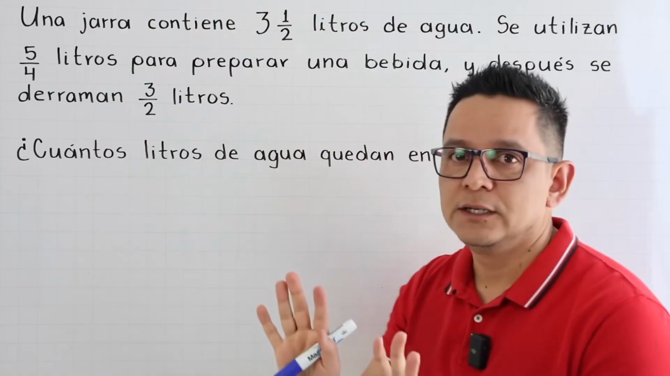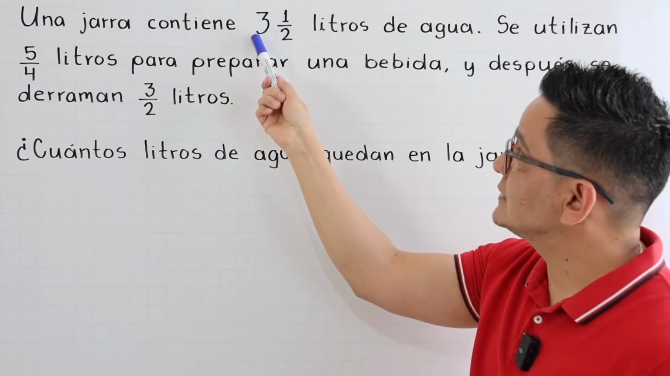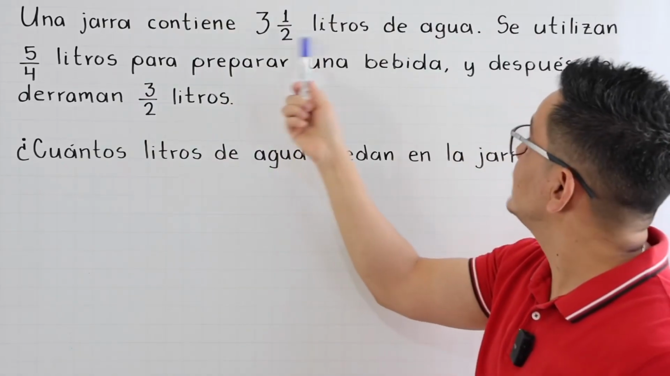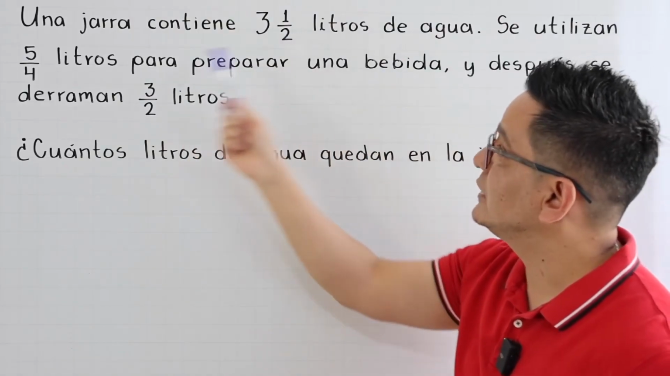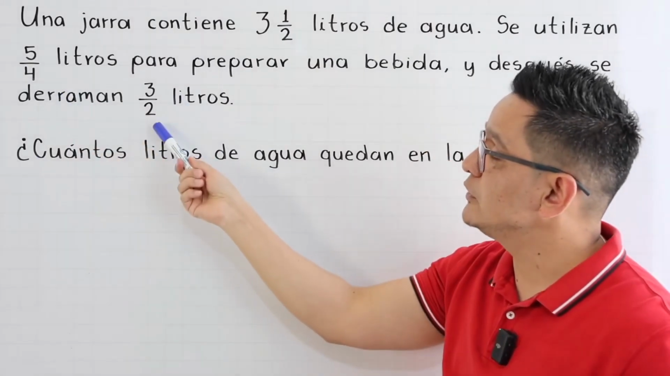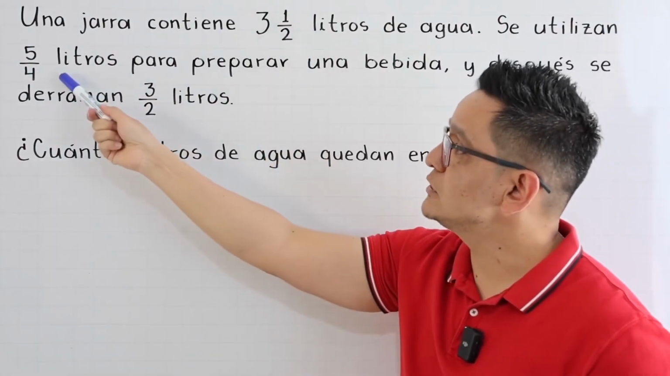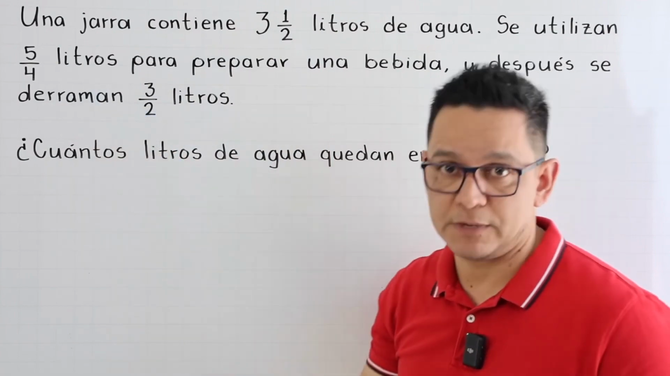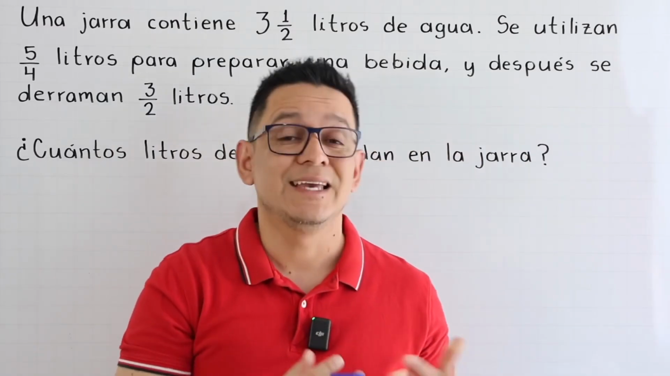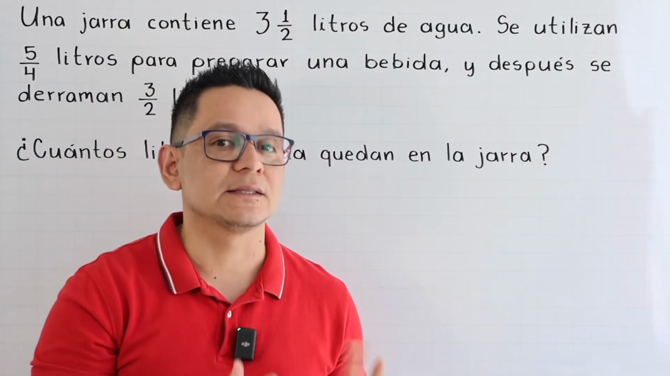But let's see, which numbers do we have to subtract? Well, look, we would have to put this one first, which is 3 wholes and 1/2. And to this, which is the total amount the pitcher has, we're going to subtract what was used to prepare the drink, which is 5/4, and then we're also going to subtract this 3/2, which is what was spilled, right? So I would have 3 1/2 minus 5/4, and then minus 3/2. We can write it separately, or we could put it all together in a single operation. In this case, I'm going to put it all together in a single operation, because I think it's important for you to practice as well.